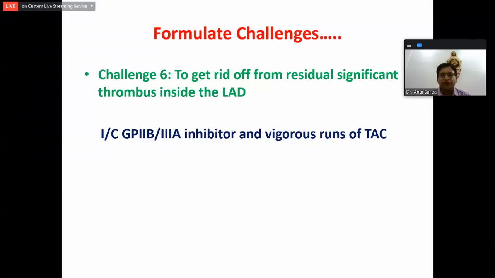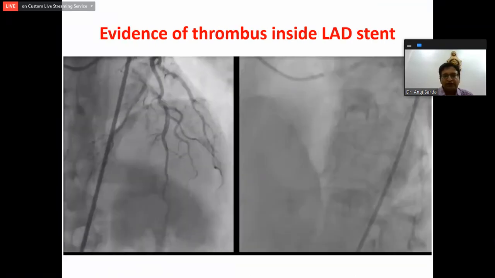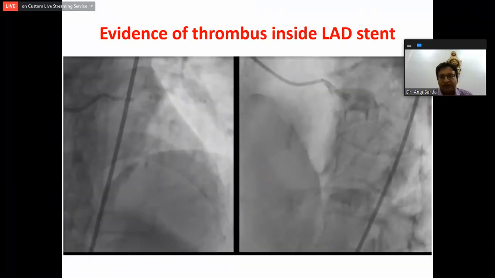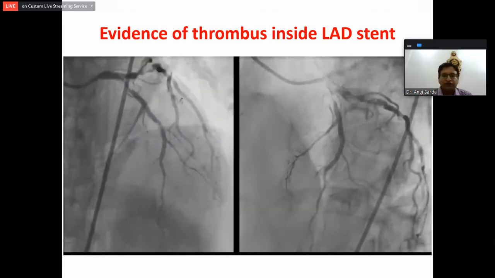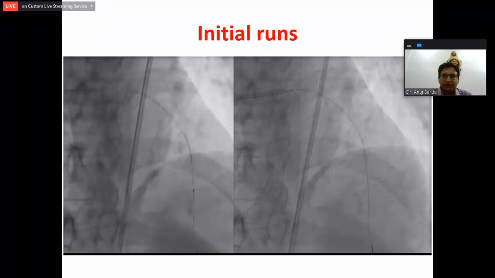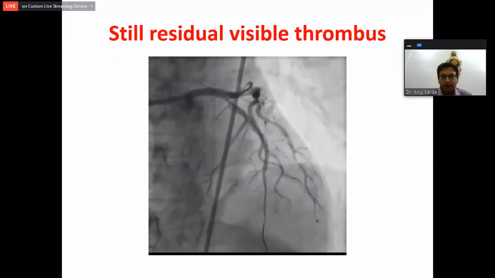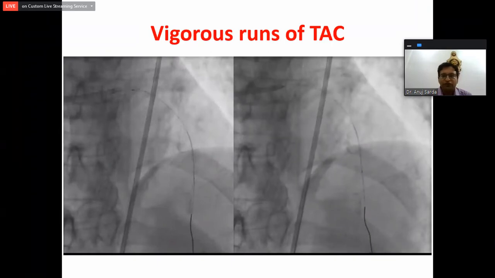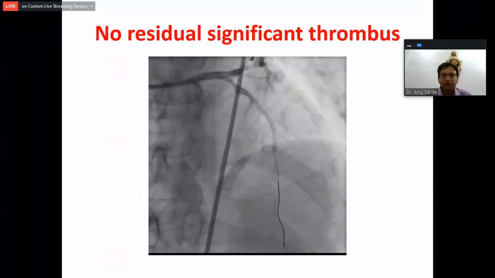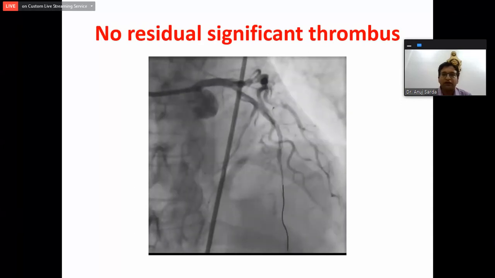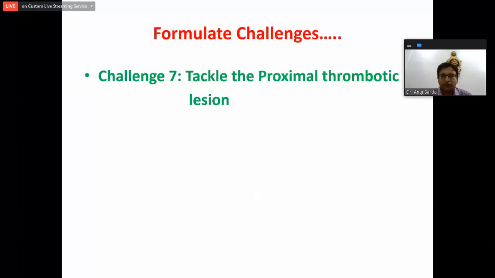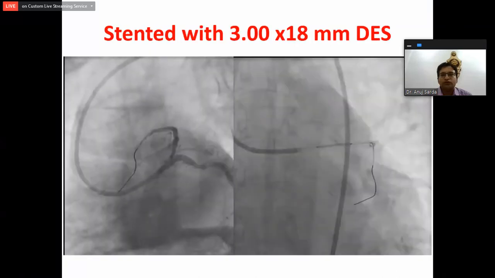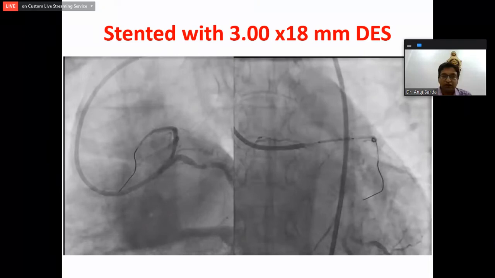Now the next challenge in front of us was a significant residual thrombus inside the LAD. Here we can see there is significant residual thrombosis across the stent as well as in the proximal part of the stent. For this, we did thrombus aspiration runs, this time vigorous runs with thrombus aspiration catheters, and there was no significant visible residual thrombus. And now the seventh challenge that we had to take was to tackle the proximal thrombotic lesion, which led us to this cascade of complications.